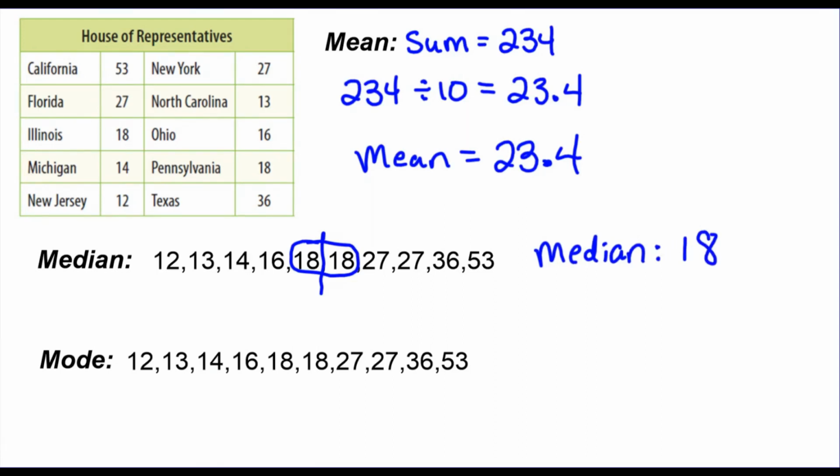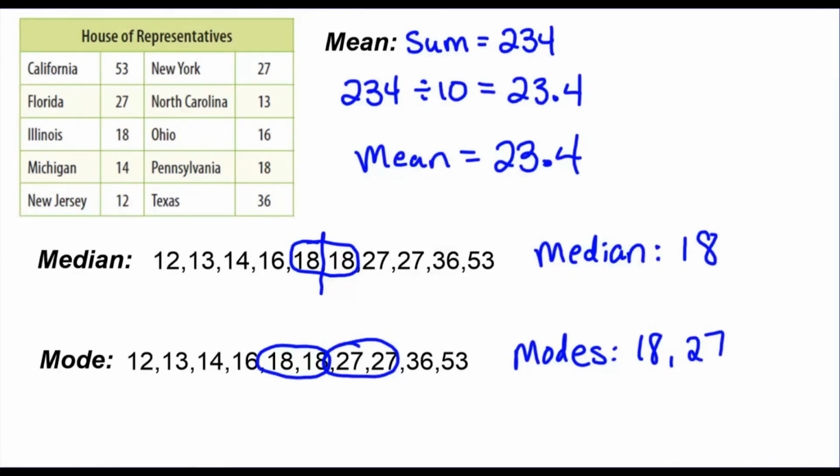And then the mode is just simply the most common number, the one that occurs the most frequently. And in our data set, again, I have them from least to greatest. And 18 repeats twice, and 27 repeats twice. That means this data set has 2 modes. They are 18 and 27.